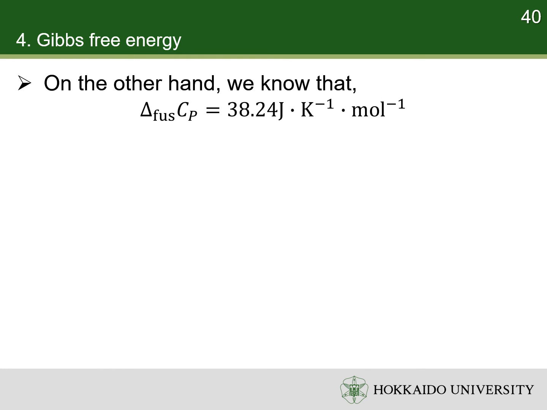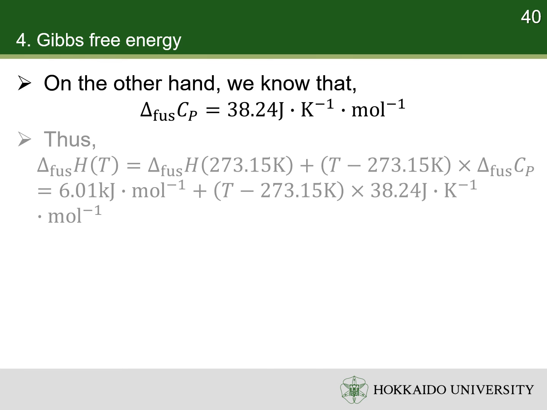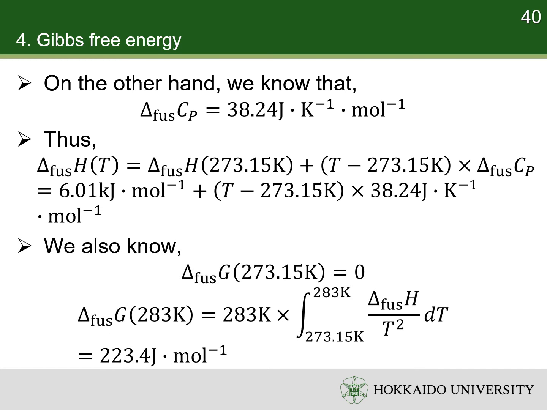On the other hand, the heat capacity change in the fusion of water is also known. With it, the enthalpy of the fusion of water as a function of temperature can be calculated. Then, we can use the Gibbs Helmholtz equation to calculate the Gibbs free energy of fusion of water at 283 Kelvin. Note that this result is accurate. We can find that this accurate value is only slightly different from the approximate calculation in the previous slide.